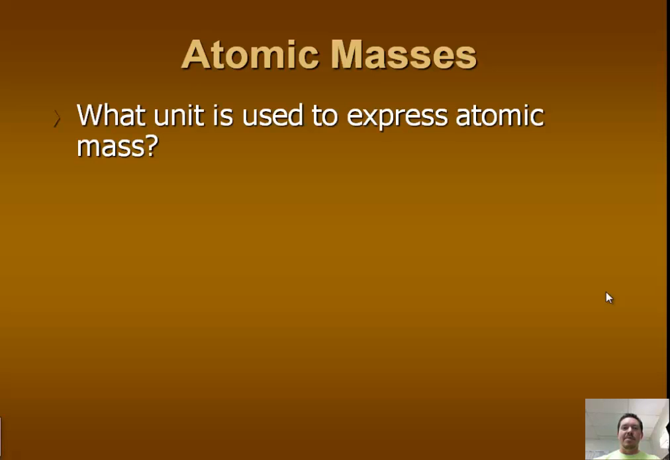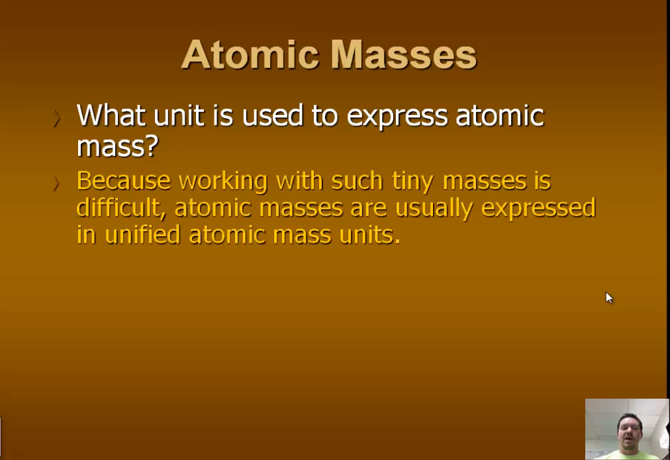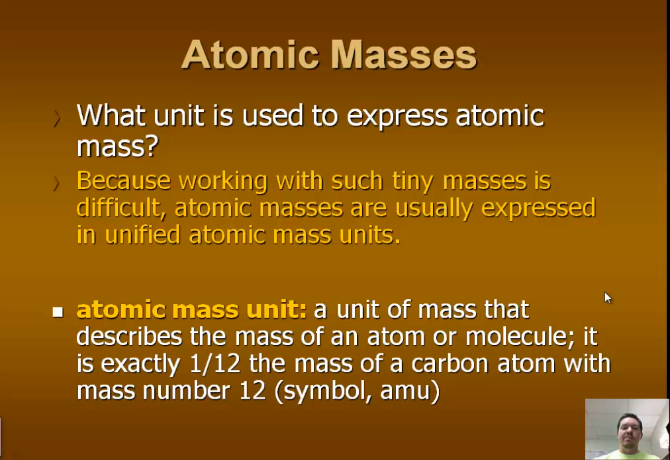So a little bit more on atomic masses. What unit is used to express atomic mass? Because working with such tiny masses is difficult, they are usually expressed in what we call unified atomic mass units, or simply atomic mass unit. We define atomic mass unit as a unit of mass that describes the mass of an atom or molecule. It goes on to further define atomic mass unit as exactly 1/12 the mass of a carbon atom with a mass of 12 atomic mass units.